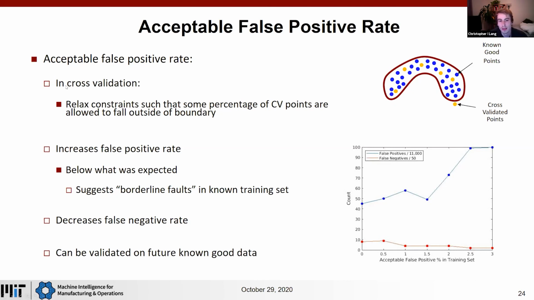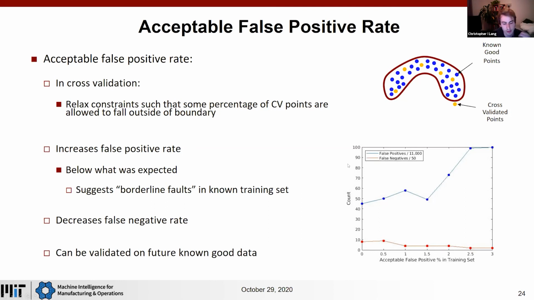So in the cross-validation, if we have some acceptable false positive rate in the training, what we would say is we could relax these constraints to allow some percentage of the cross-validation points to fall outside of the boundary. So when we end up doing this cross-validation, which tries to choose the tightest set of boundaries, we could allow some of these points, maybe 0.1%, to fall outside of its boundary.